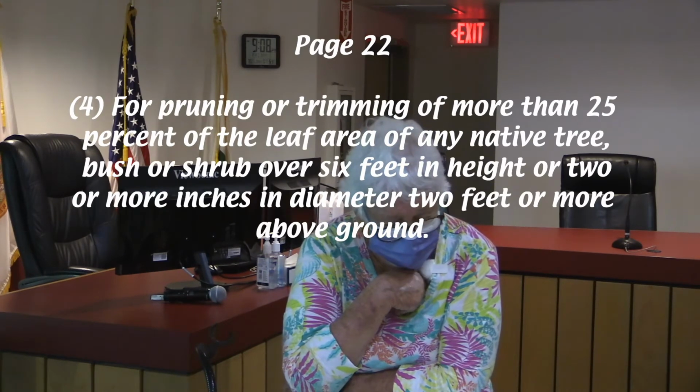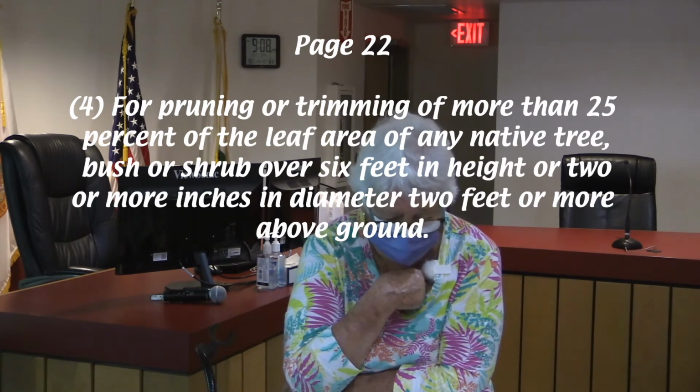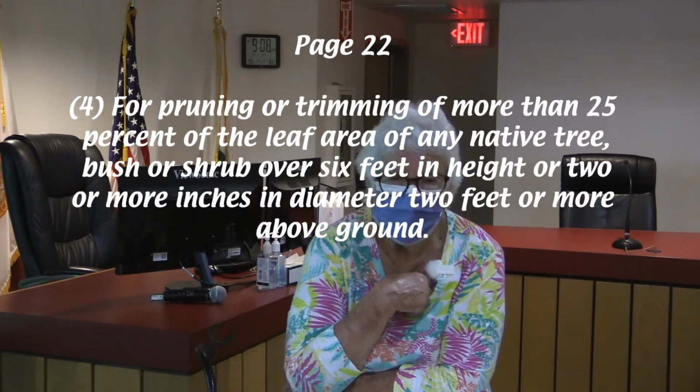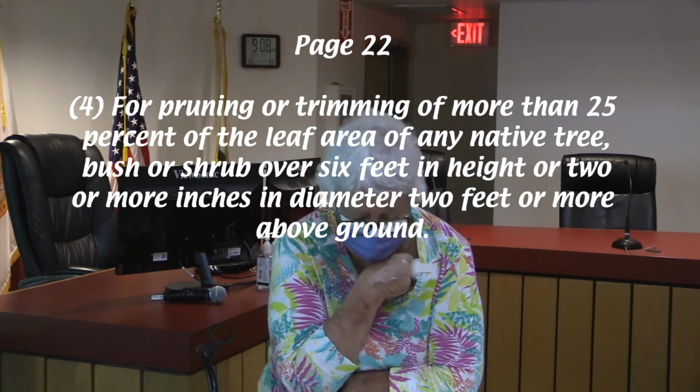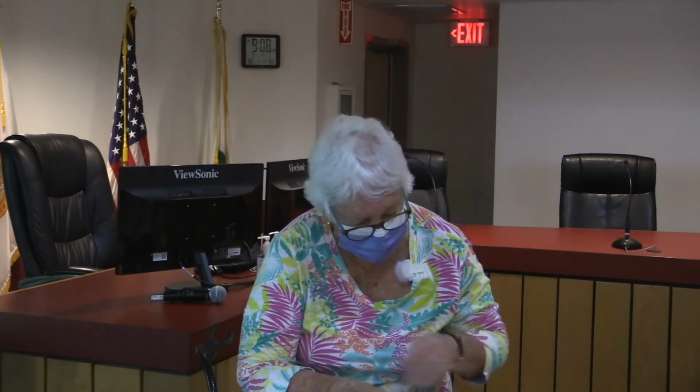And you also need a permit for the pruning or trimming of more than 25% of the leaf area of any native tree, bush, or shrub over 6 feet in height, or 2 inches or more in diameter, 2 feet above the ground. Shorelines and bodies of water.